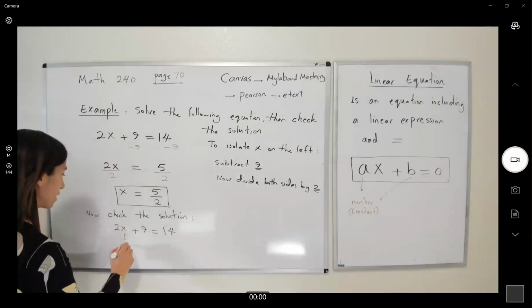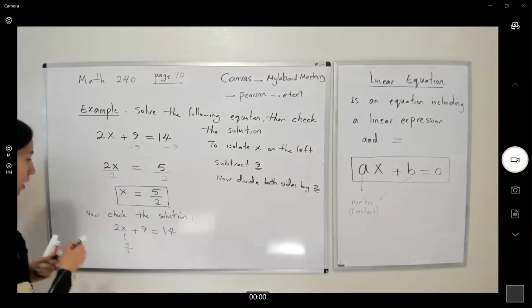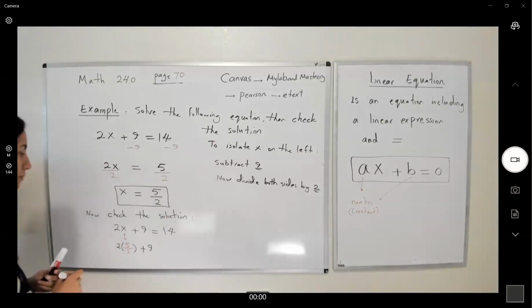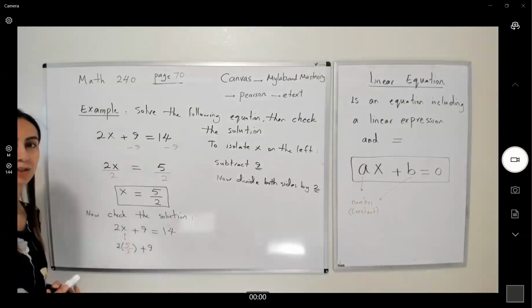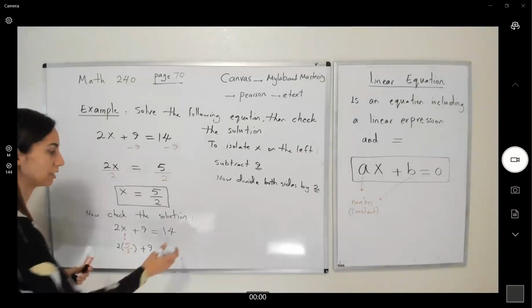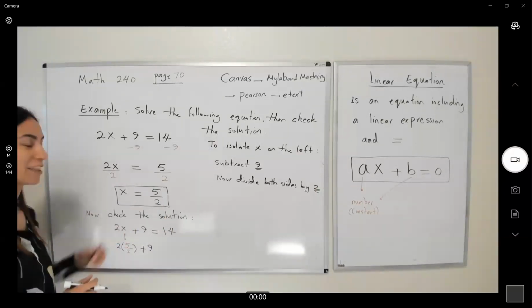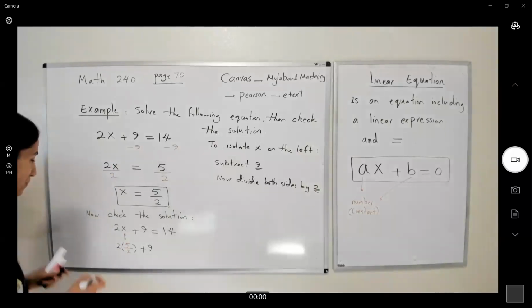So my x is 5 over 2. I'm multiplying 2 by 5 over 2, plus 9, and I'm trying to simplify the left-hand side. If my left-hand side is equal to 14 on the right-hand side, then for sure I can say that this is the actual solution for this linear equation.